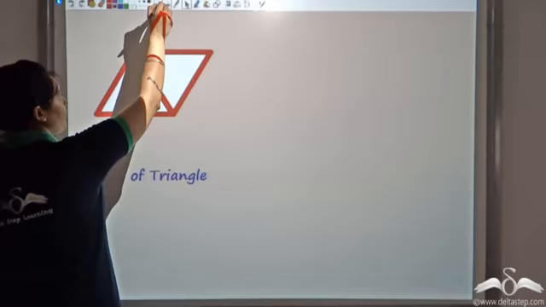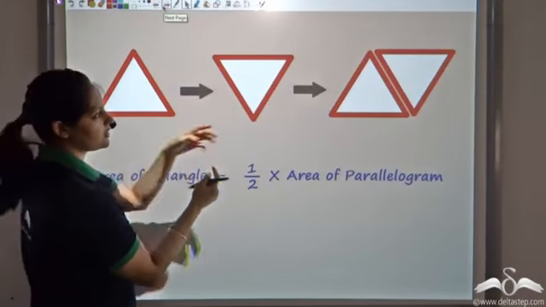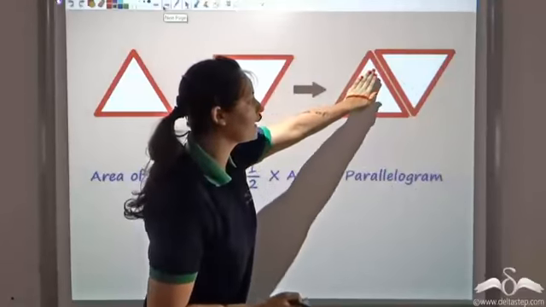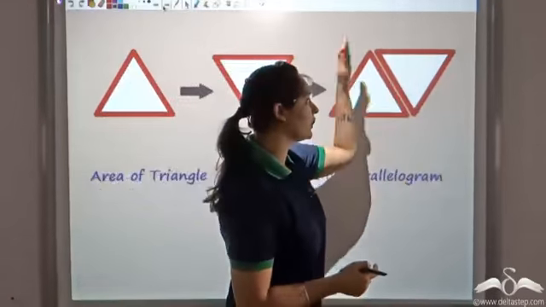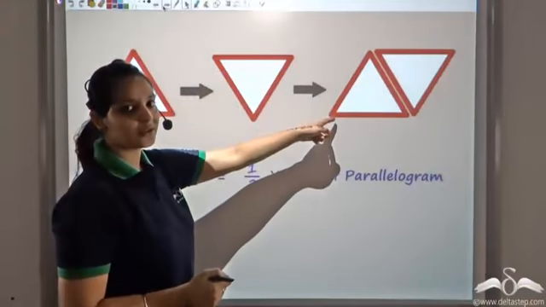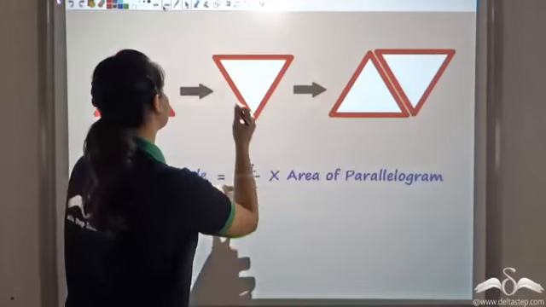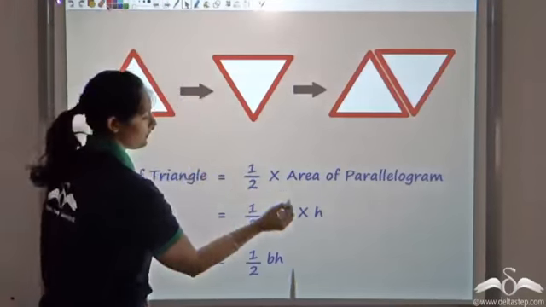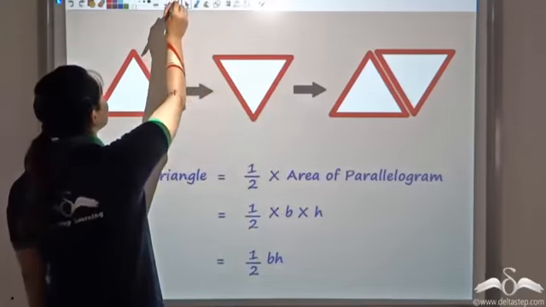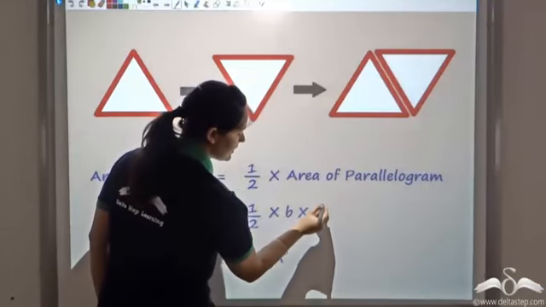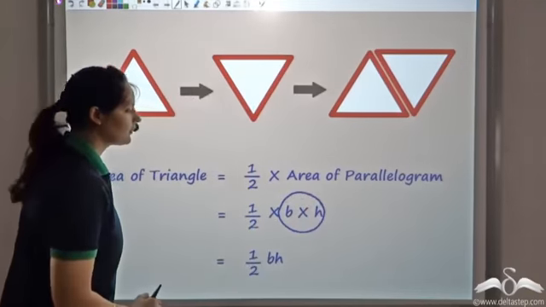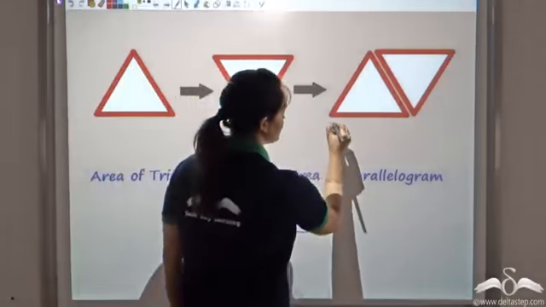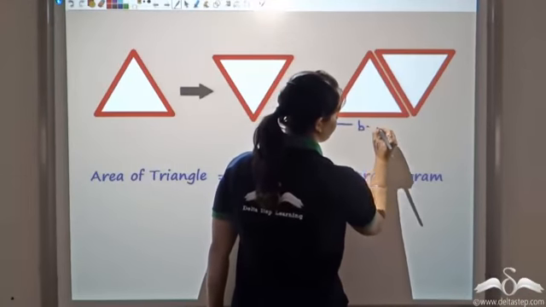So now I can say that, because this parallelogram has two same triangles, the area of one triangle would be half of the area of this parallelogram. We know that the area of a parallelogram is given by base into height. So since the area of a parallelogram is base into height, I can say that the area of a triangle is half into base into height. What is this base? This is the base, the side at the bottom.